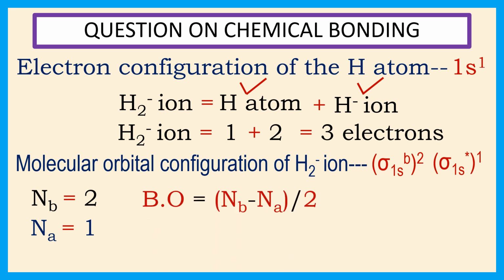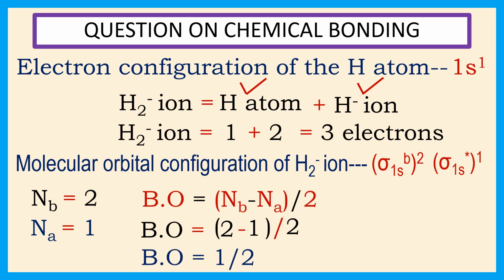We know that bond order is equal to (Nb minus Na) by 2. Now we put the values of Nb and Na in this equation. Therefore, the bond order is equal to 2, which is the value of Nb, minus 1, which is the value of Na, by 2, or bond order is equal to 1/2. So, the bond order of the H2 minus ion is 1/2.